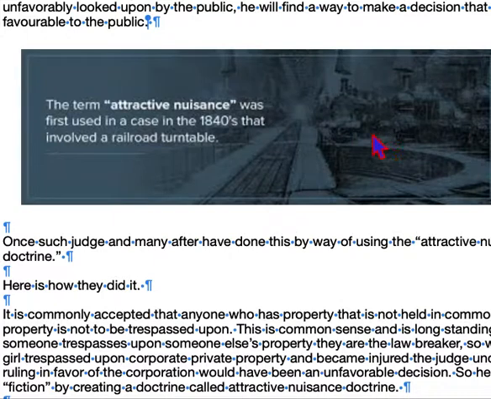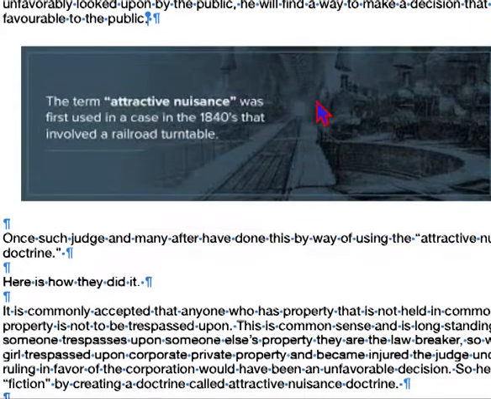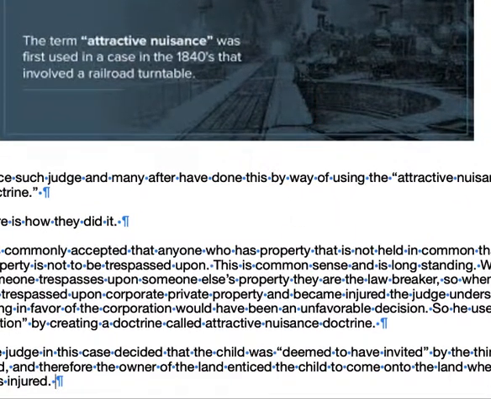The judge in this case decided that the child was, quote, deemed to have invited. So the corporation was deemed to have invited the child by the things on the land, and therefore the owner of the land enticed the child to come onto the land where she was then injured. This allowed the judge to make up a fiction that would then allow him to make a decision that would be favorable to public opinion.